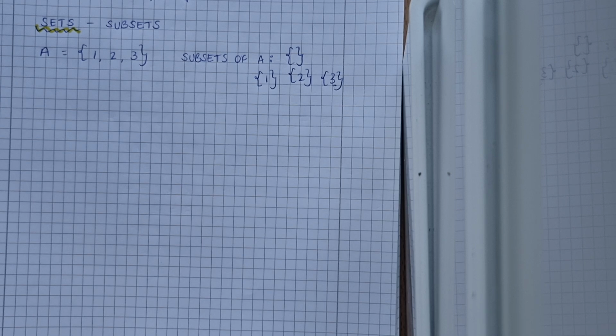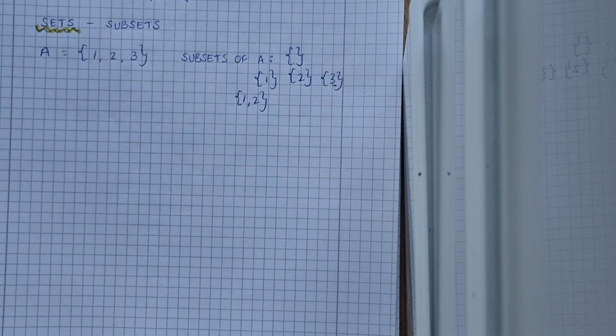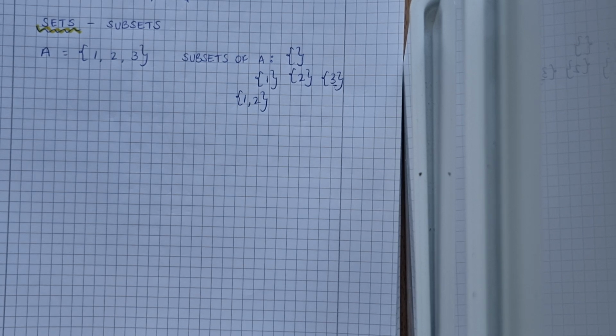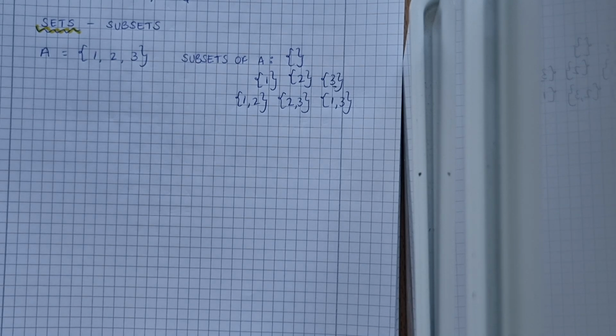But again, there's more subsets that I can make. I can decide to make subsets containing 2 elements. So for example, I can decide to select 1 and 2 out of the set A. There are 2 more subsets that contain 2 elements each. I wonder, can you think what they are? So there's 2, 3, and there's 1, 3.